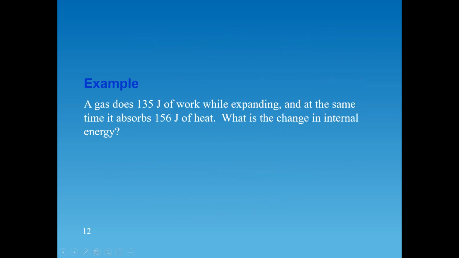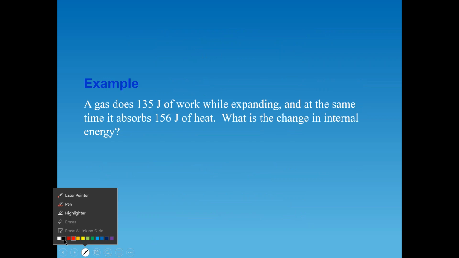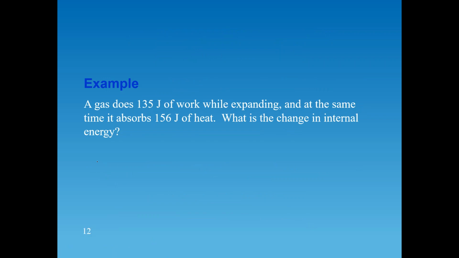So let me apply what we have just learned to this example. Now, in this question, you have to read it carefully, especially when it comes to determining what signs you're going to use to represent the different terms. Now, look at how the question is worded here. It says a gas does 135 joules of work while expanding. At the same time, it absorbs 156 joules of heat. So the question is asking, what is the change in internal energy? So what the question is asking for here is delta U. So remember, delta U is equal to Q plus W, right?